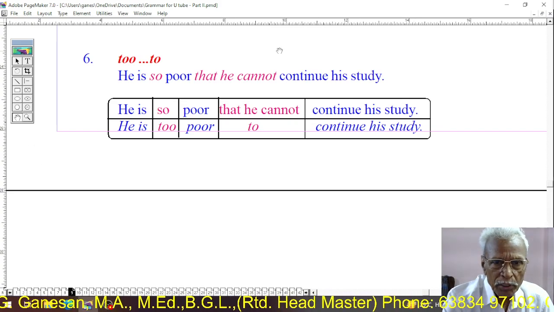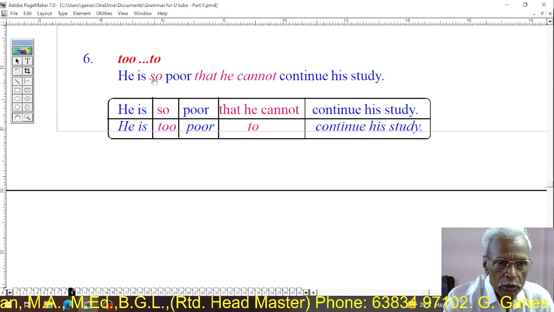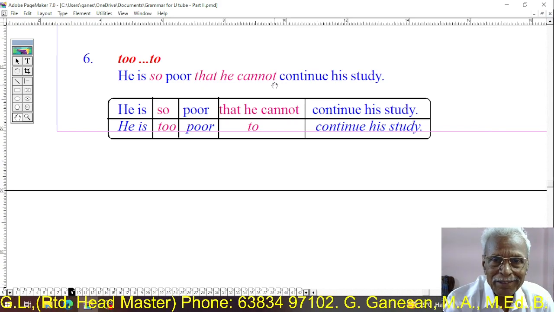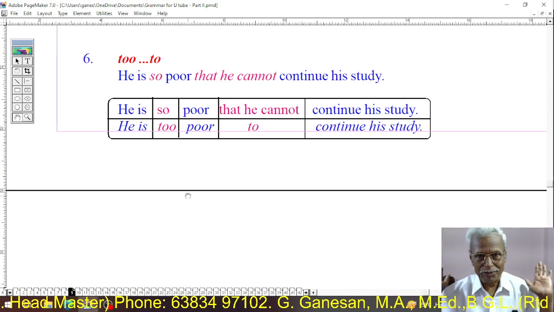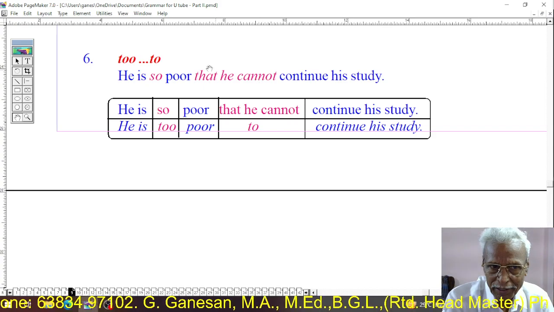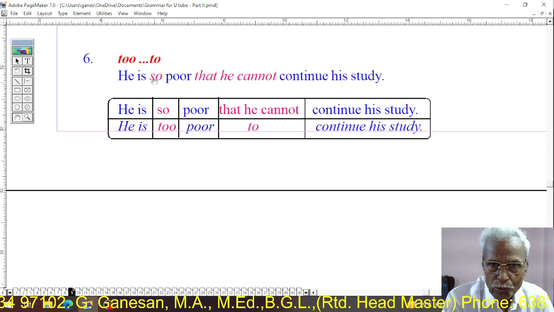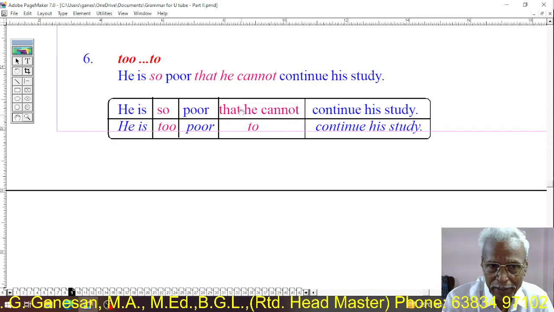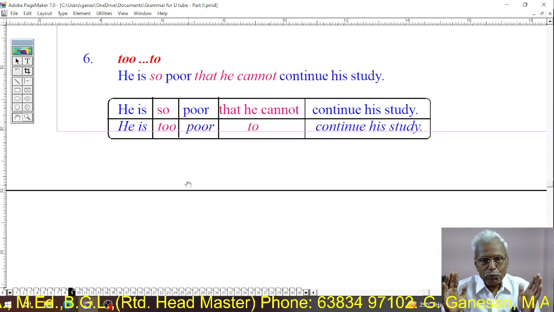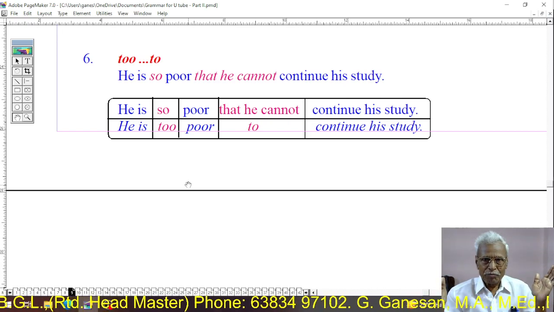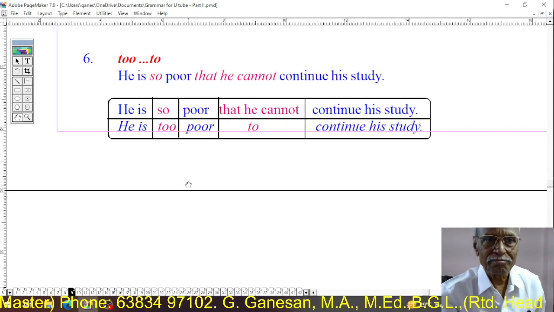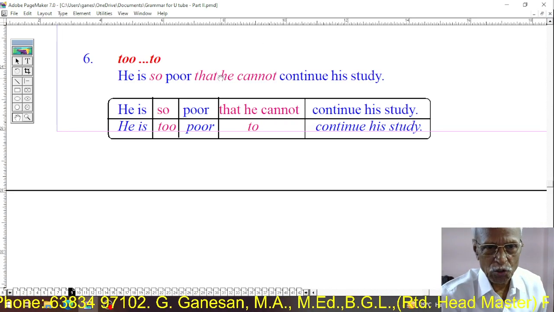So here the rule is: "so" should be replaced by "too", and "that he cannot" should be replaced by "to". First, it is a complex sentence: he is so poor that he cannot continue his study. The phrase: he is too poor to continue his study. Complex becomes simple.